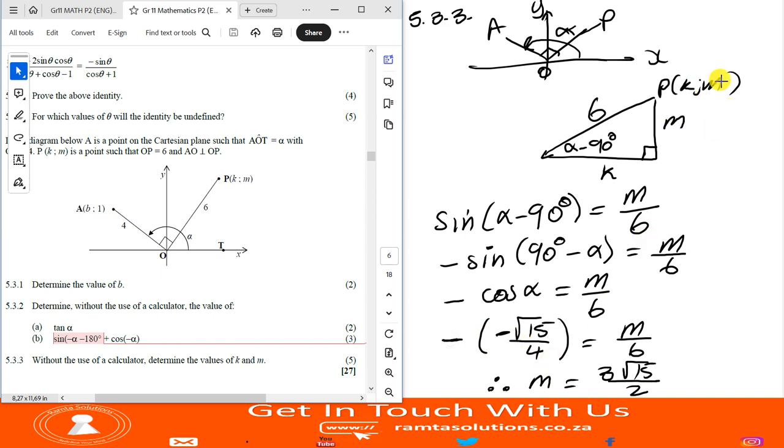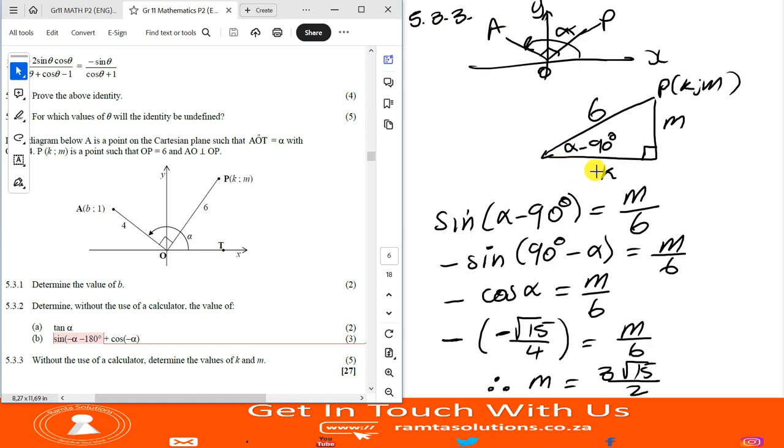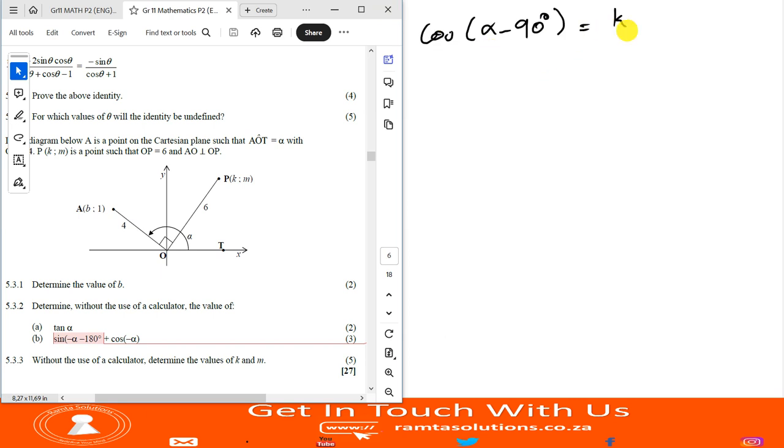Okay, and indeed, we're expecting this value to be positive. Can you see that? Perfect. Now, we're going to look at cos alpha minus 90 degrees. So what is cos alpha minus 90 degrees? Cos is adjacent over hypotenuse. So what is it? Adjacent. It's k over 6. So again, this is negative because you take negative as a common factor, is negative 90 degrees minus what? Minus alpha equals k over 6.